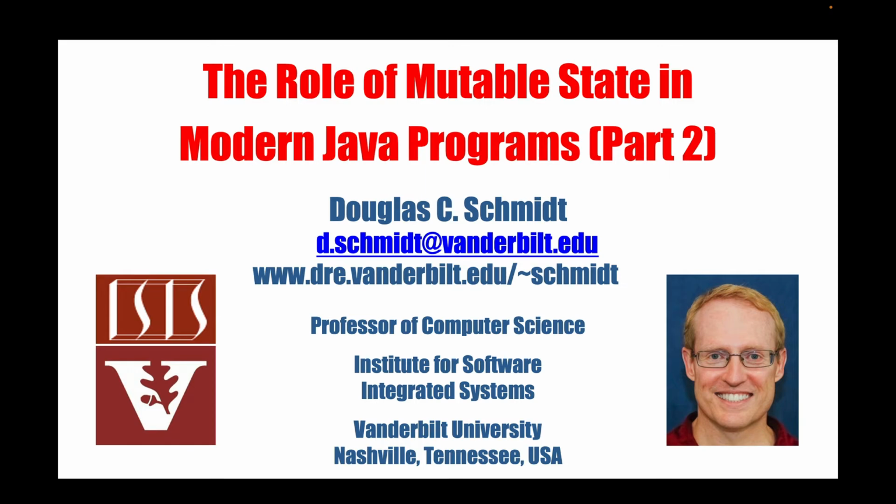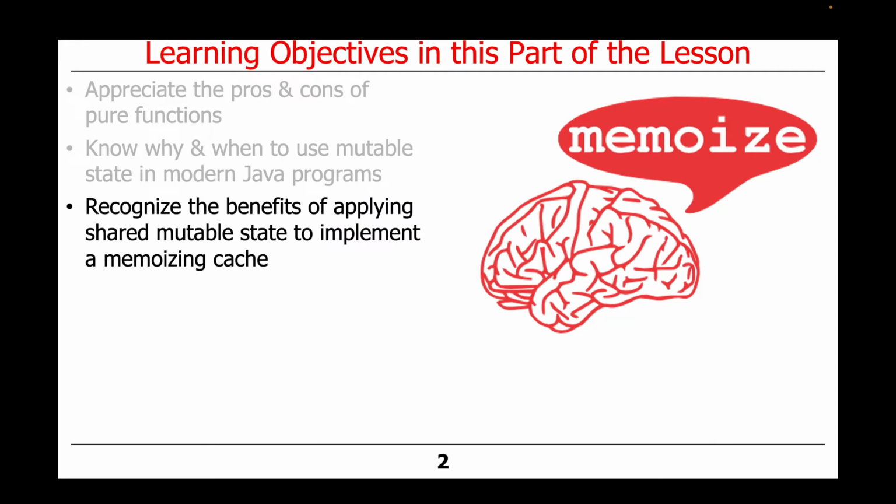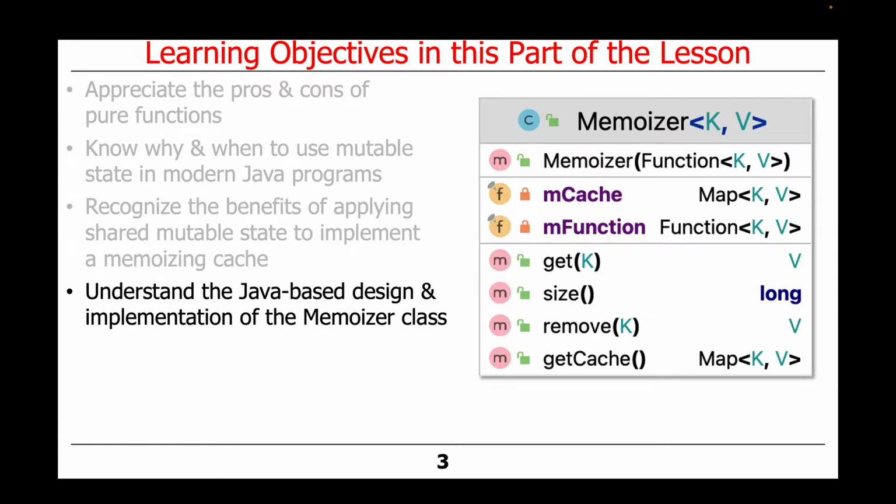We'll now continue our coverage of the role of mutable state in modern Java programs. In particular, we'll describe the benefits of applying shared mutable state to implement a memoizing cache. We'll also explain what a memoizing cache is. And then finally, we'll explore the Java-based design and implementation of the Memoizer class, which shows how shared mutable state can be used to optimize the performance in modern Java programs.